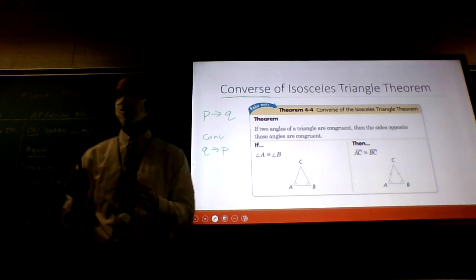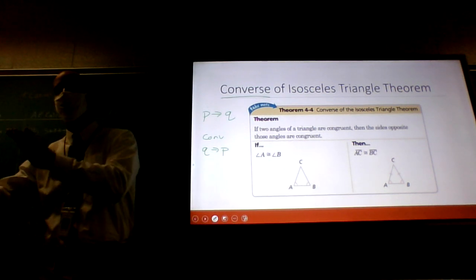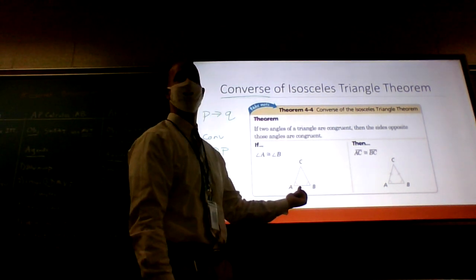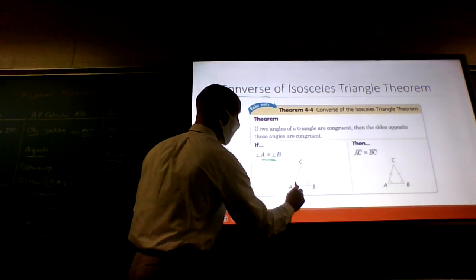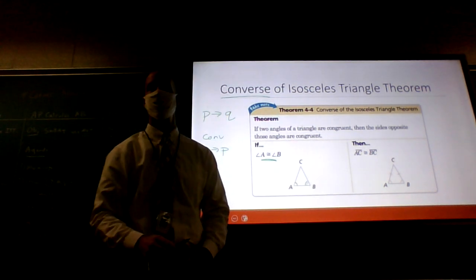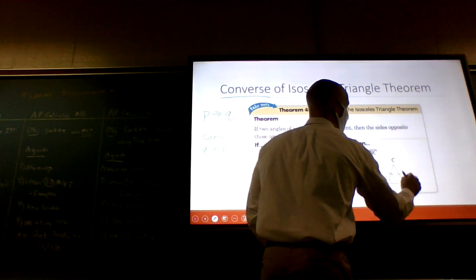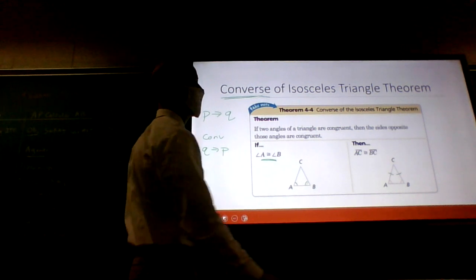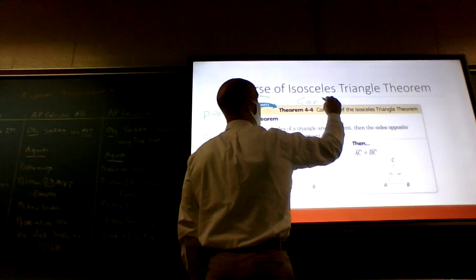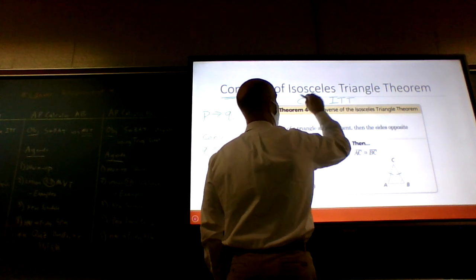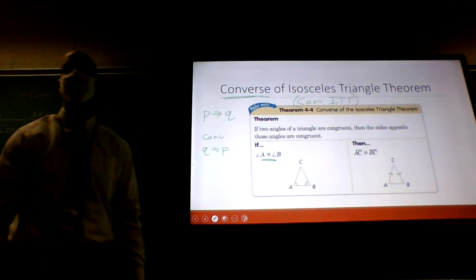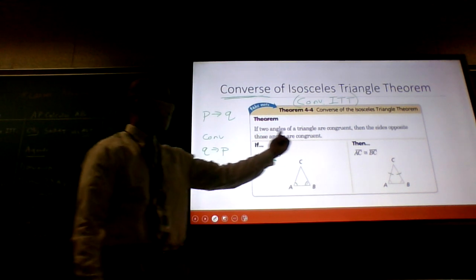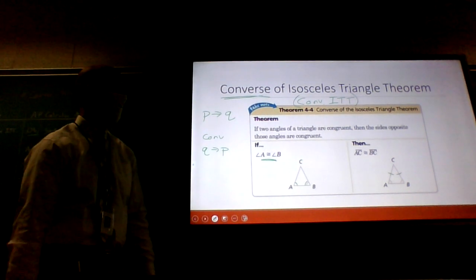Now remember, the last theorem we looked at, ITT, said if the sides are congruent, then the base angles are congruent, right? This one says just the opposite, the converse. It says if the base angles are congruent, guess what we can conclude? The opposite sides are congruent. So this is called the converse of the isosceles triangle theorem. You'll sometimes see me write it as converse ITT. This is kind of a shorthand way of writing it. If two angles of a triangle are congruent, then their opposite sides are congruent.